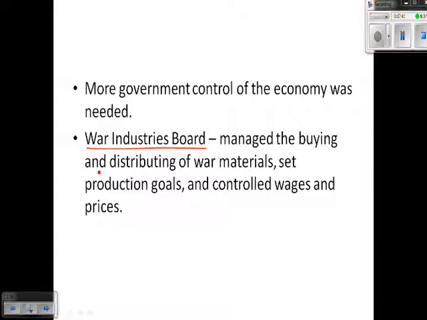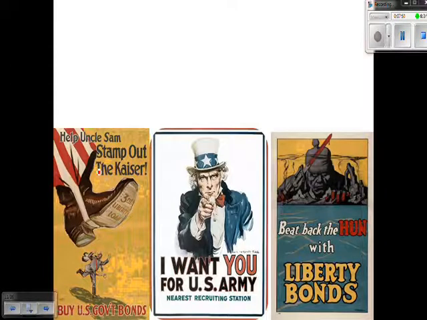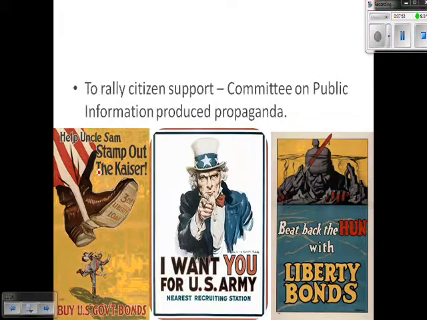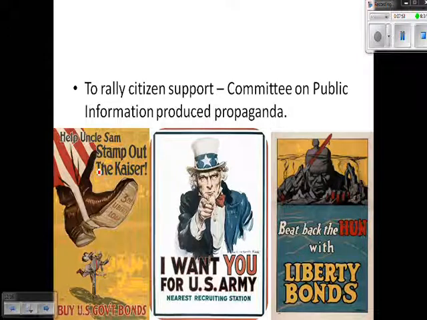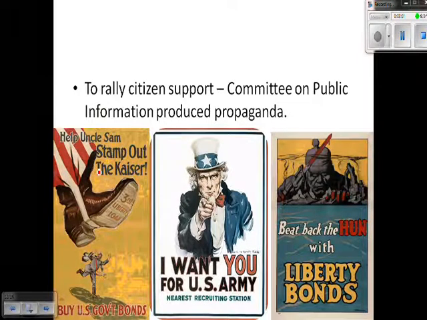And they also controlled wages. So to try and keep workers working and working hard, okay, the government would try and raise wages a little bit during a time of war as an incentive for workers to continue to work well, right? And then on the flip side of that, the government also tried to make sure they rallied citizen support, meaning they tried to make sure that people always supported the war effort.